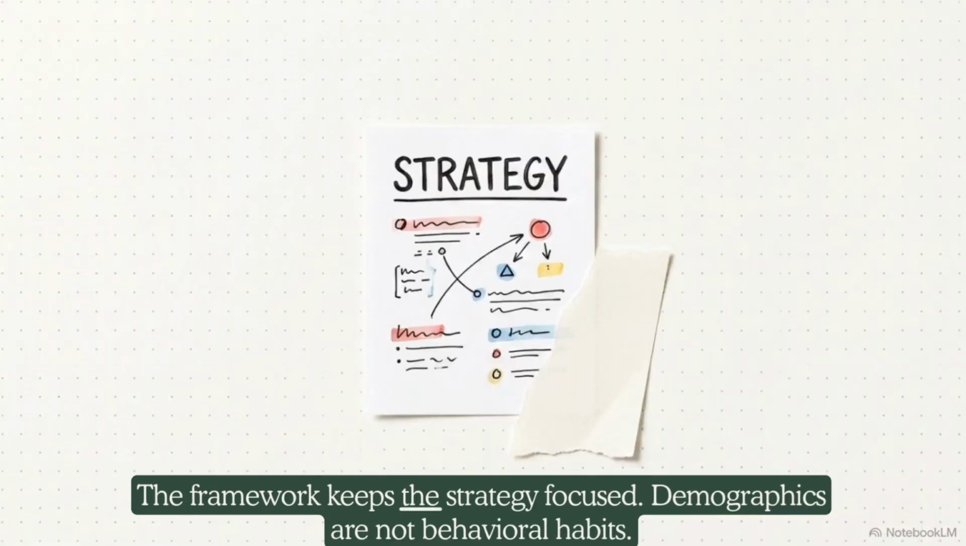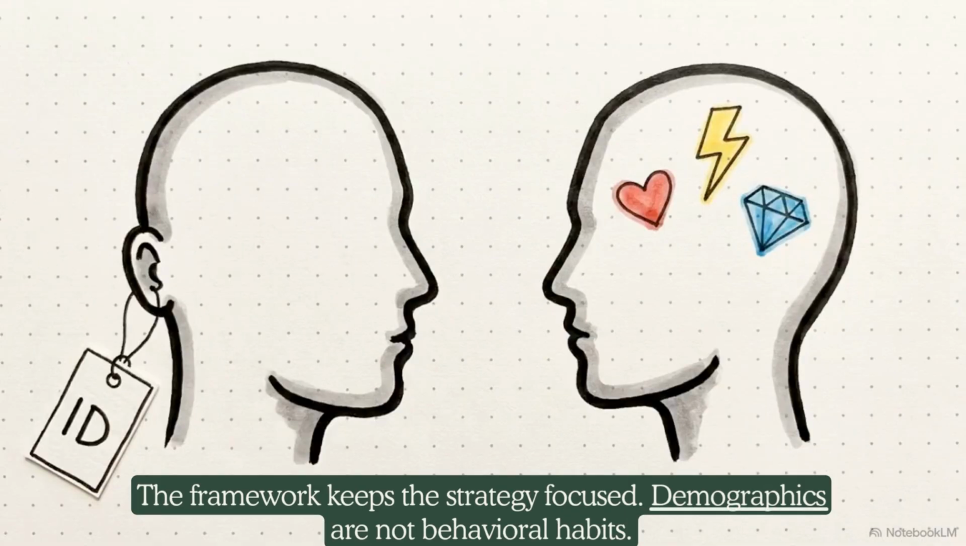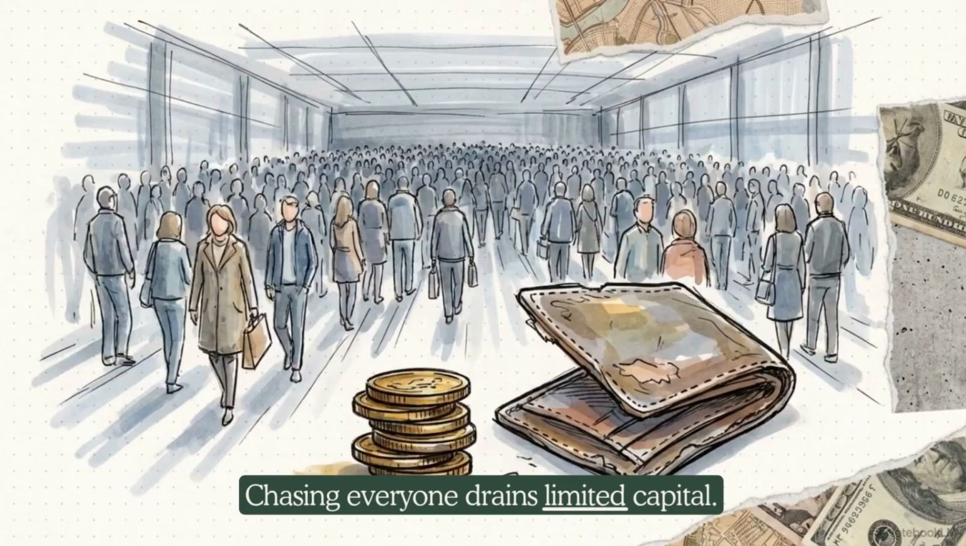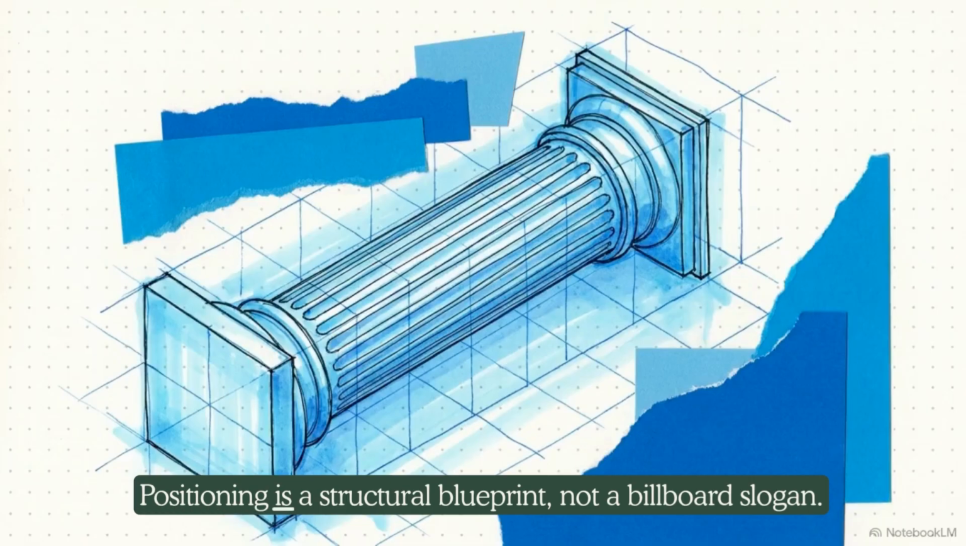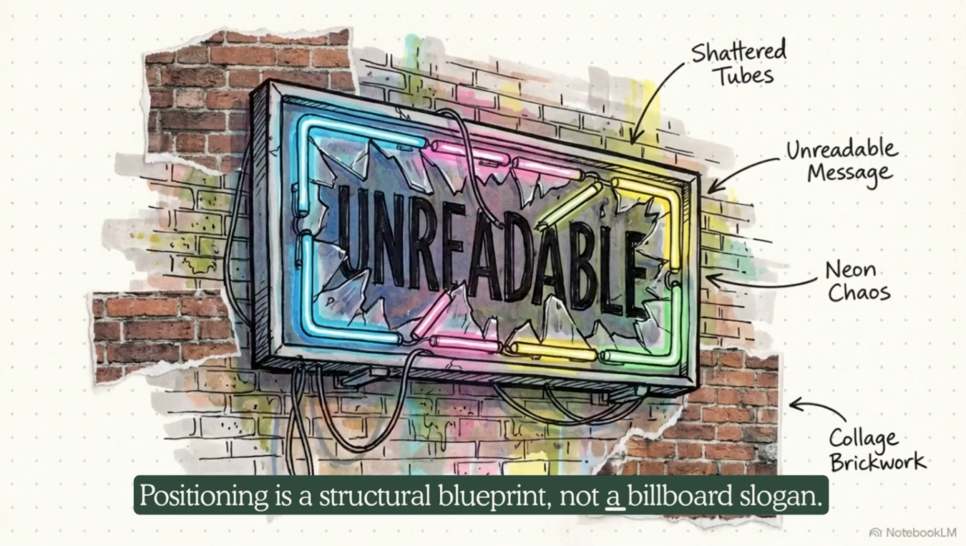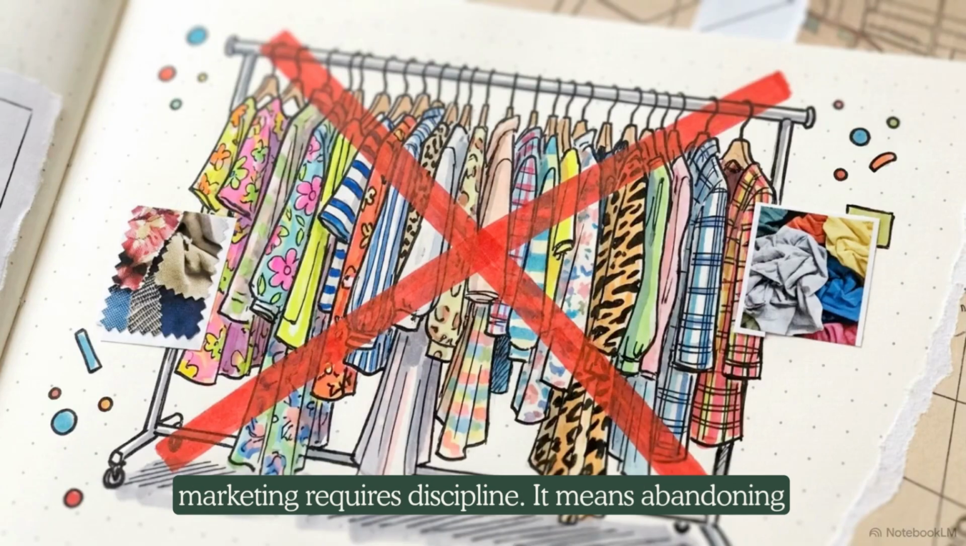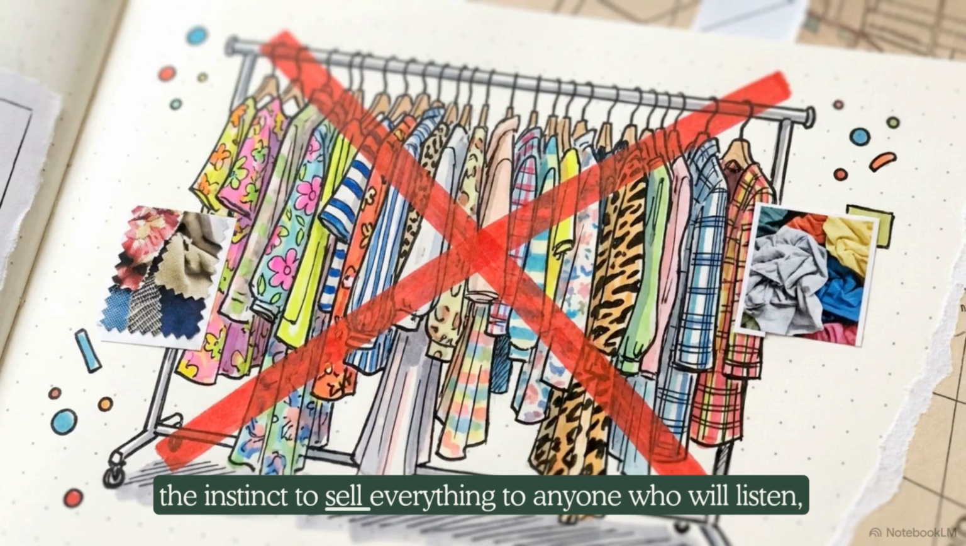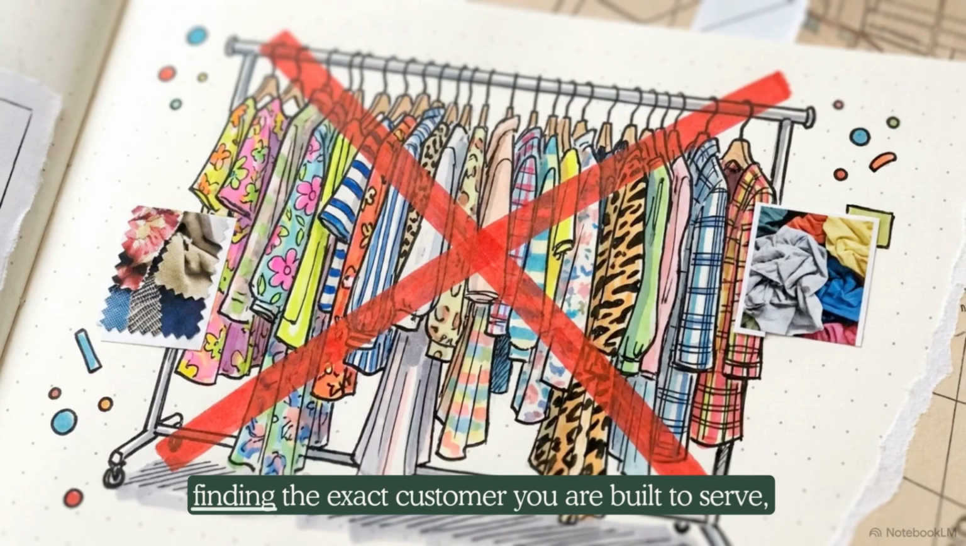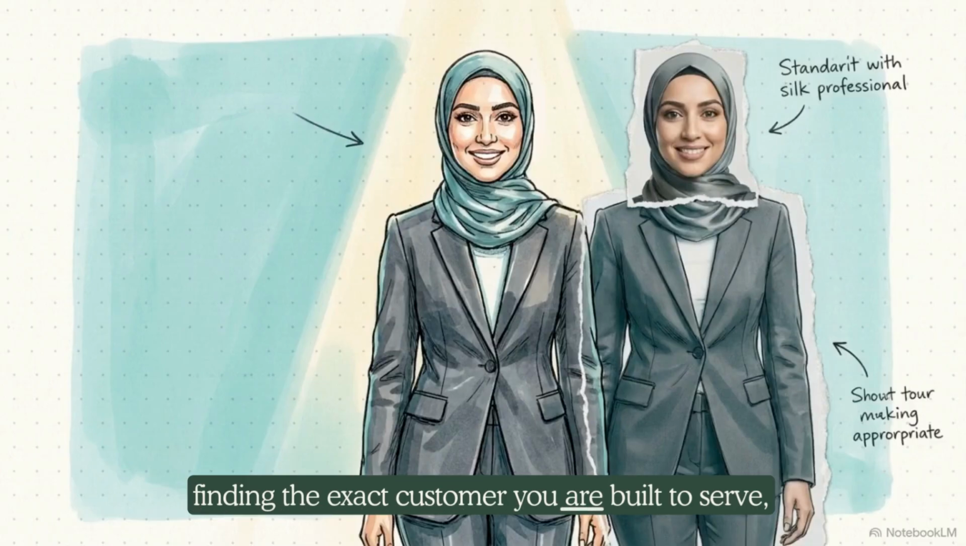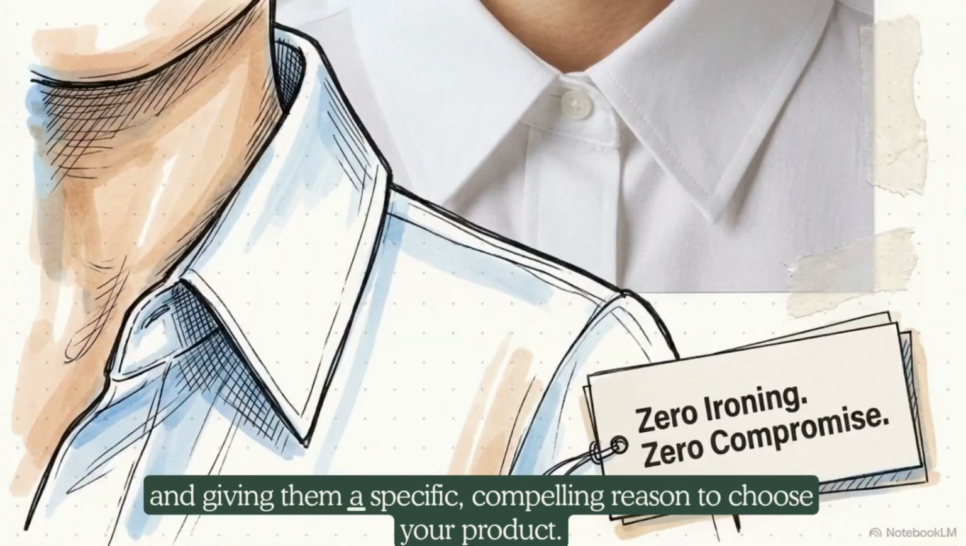The framework keeps the strategy focused. Demographics are not behavioral habits. Chasing everyone drains limited capital. Positioning is a structural blueprint, not a billboard slogan. Effective marketing requires discipline. It means abandoning the instinct to sell everything to anyone who will listen, finding the exact customer you are built to serve, and giving them a specific, compelling reason to choose your product.